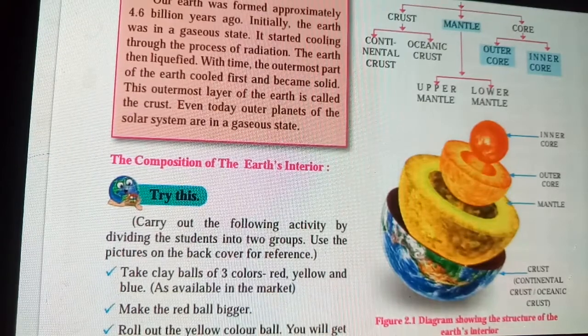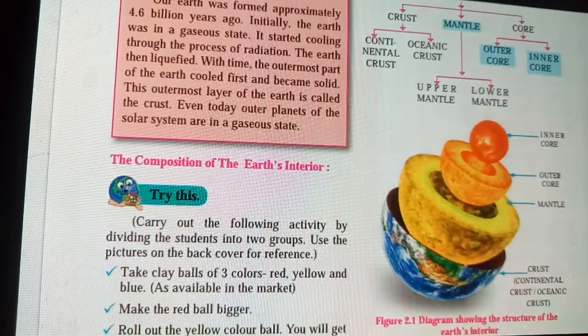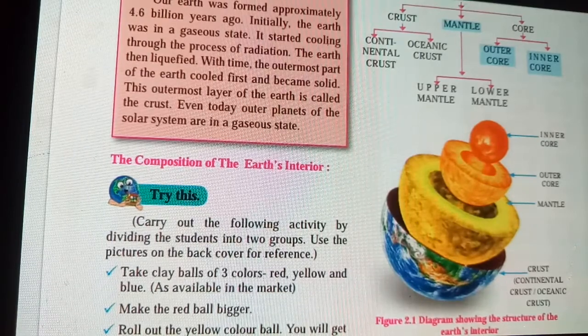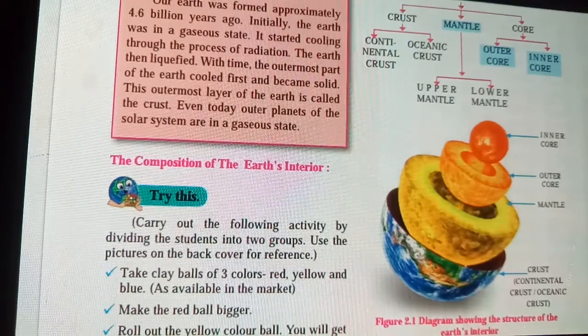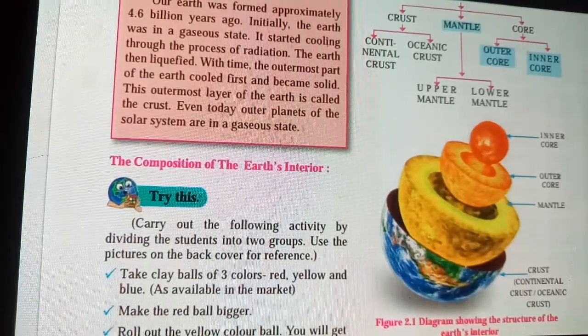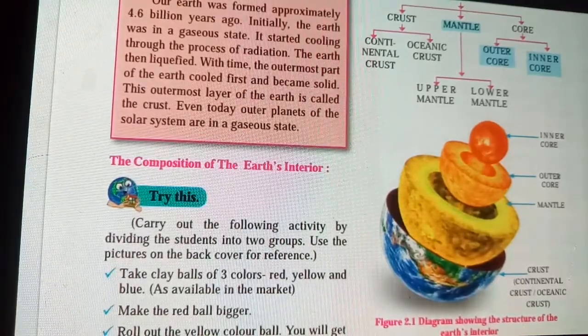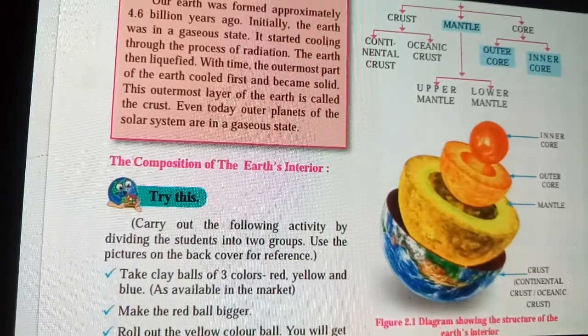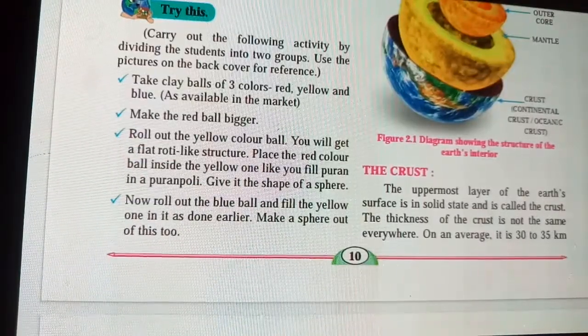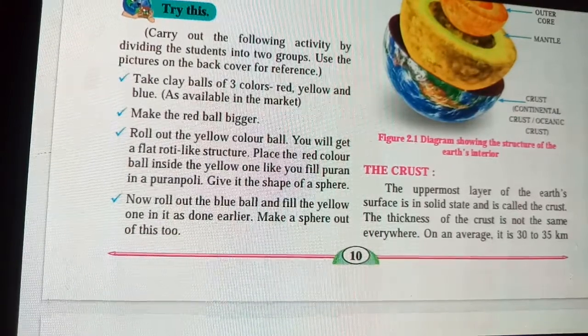Next is the core. We have an inner core and an outer core. As we have seen in the milk experiment, the upper layer of the milk becomes cooler, but the inner side of the milk stays hot. So here also the same thing applies. This is the explanation of the structure of the earth's interior. Next we will see the crust. Now what is crust? I have shown you what the crust is.